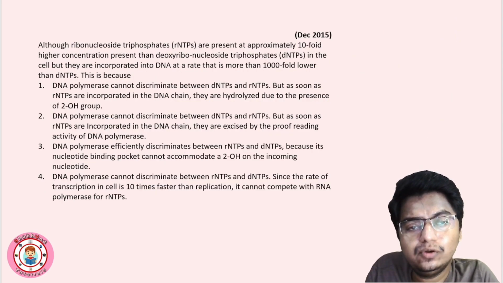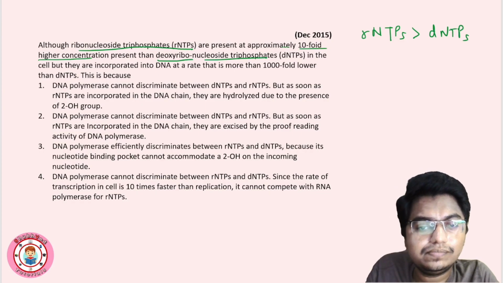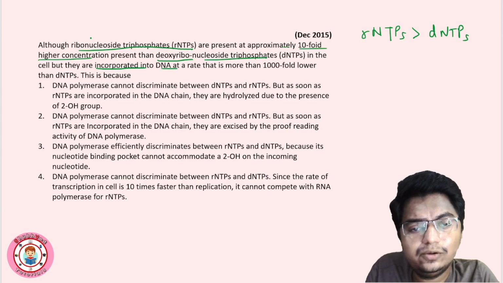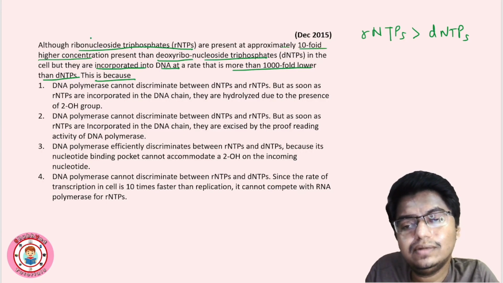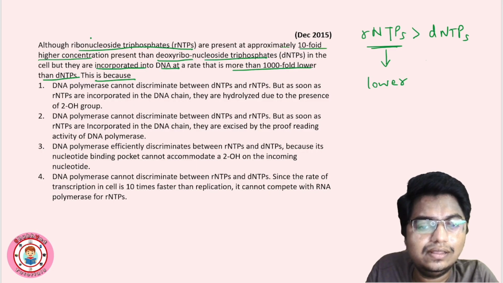Although ribonucleoside triphosphates, that is RNTPs, are present at approximately tenfold higher concentration than deoxyribonucleoside triphosphates, meaning RNTPs are more in number than DNTPs, they are incorporated into DNA at a rate that is more than 10,000-fold lower than DNTPs. Why so?